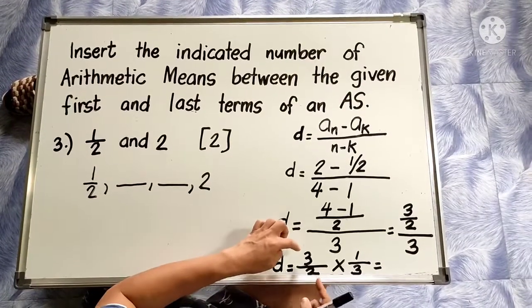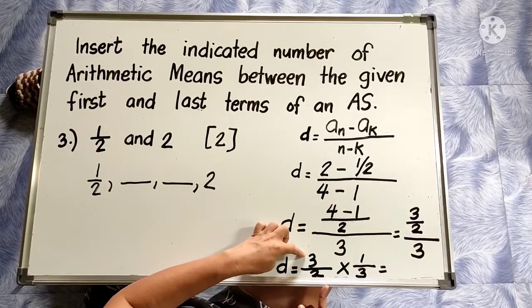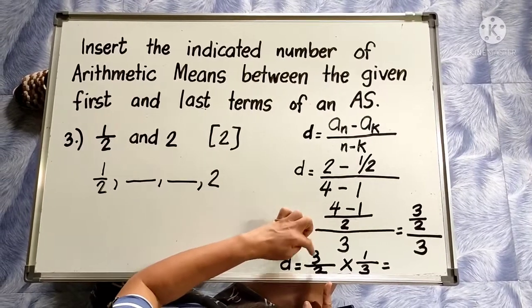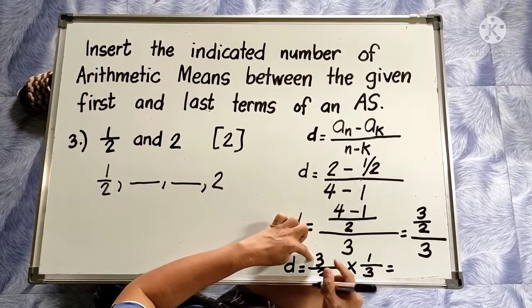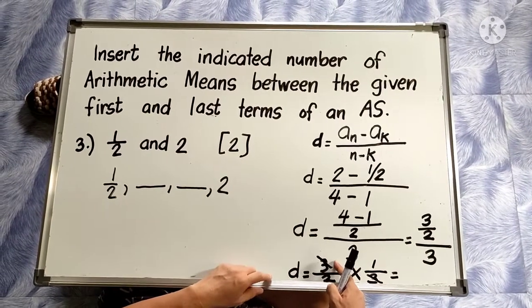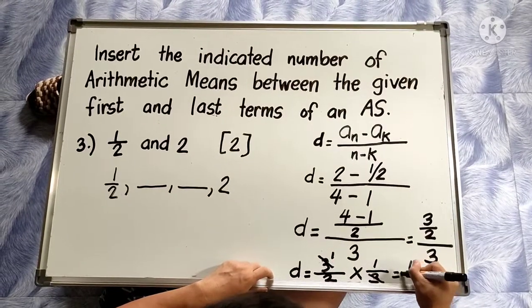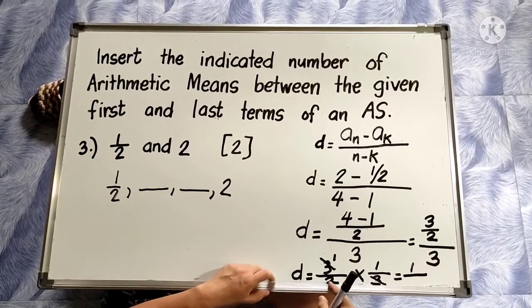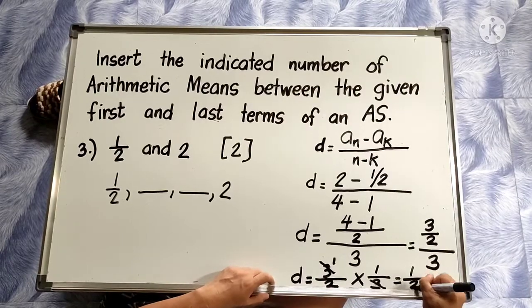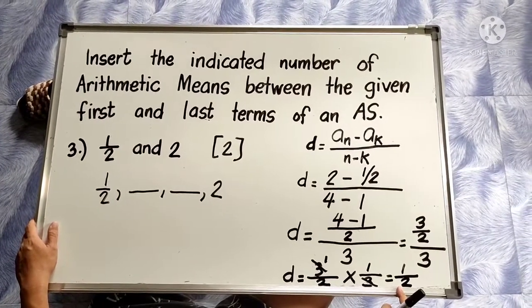Okay? Try to check if you can apply cancellation here. I think we can cancel, right? We can cancel 3. So cancel 3, cancel 3. 1 times 1, because 1 is left here. 1 times 1 is 1, over 2 times 1 is 2. So our common difference D is 1/2.